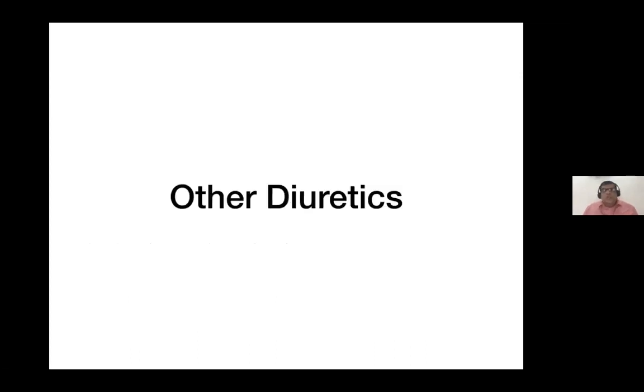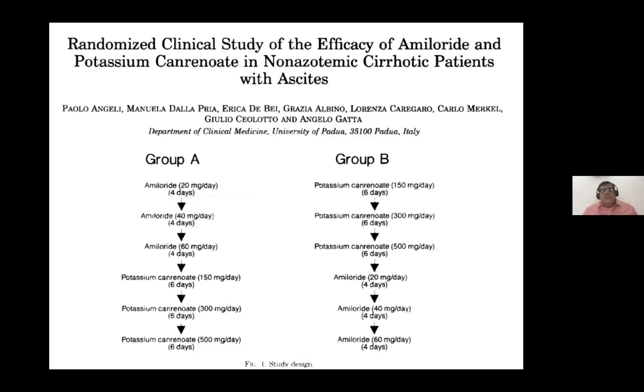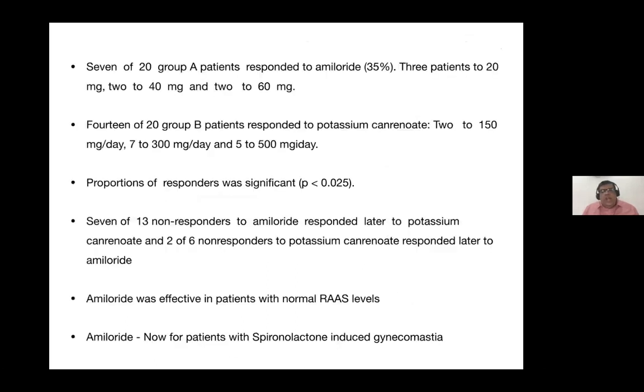The other diuretics which we use, this was a wonderful study done by Paolo Angeli almost 3.5 decades ago, which looked at amiloride and compared it to an aldosterone-like drug, which is potassium canrenoate, and they found that amiloride was not as effective as spironolactone. Amiloride was very modestly effective, but it was effective in patients who had normal RAS levels. So if the RAS levels are normal, then amiloride is effective.